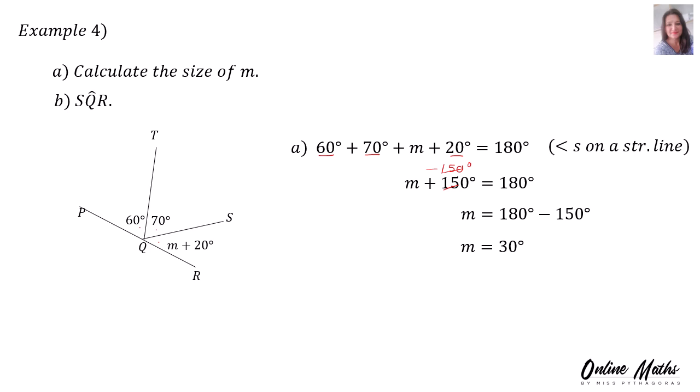The next question here at number B says, find the size of angle SQR. Now, where's that one? Let's look at it. Angle SQR, this is this whole angle there. And it's equal to M plus 20. So we say angle SQR is equal to M plus 20. And then in the previous sum, we calculated that M was 30. Therefore, angle SQR is 30 plus 20, which is 50 degrees.